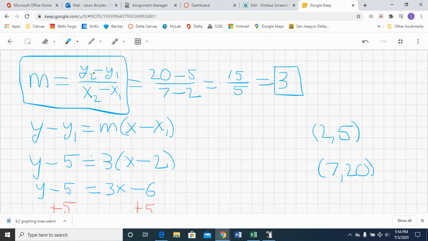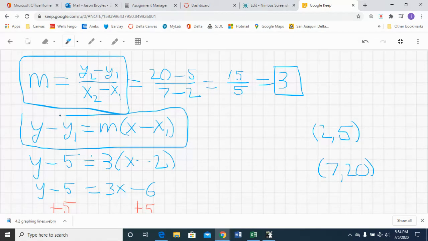So I'm plugging those into this formula here. y2 is the 20, y1 is the 5. So I subtract those here in the top. x2 minus x1, that's the 7 minus 2. These are the two x values. So I subtracted those in the bottom here. Simplify this: 20 minus 5 is 15, 7 minus 2 is 5. Divide those and you get 3. This formula here is the point slope form for the equation of a line.